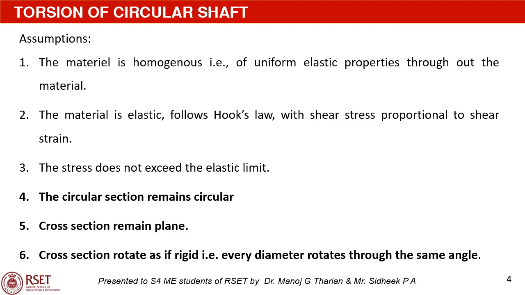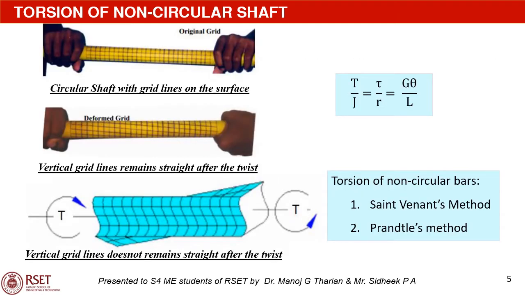The circular section remains circular, the cross section remains plane, and the cross section rotates as if rigid, that is every diameter rotates through the same angle. The first three assumptions here are equally applicable for the non-circular shafts. But the last three assumptions are not applicable for the analysis of non-circular shafts. Especially, to be more precise, the cross-section does not remain plane for a non-circular shaft when it is subjected to a torque. We'll see the difference between torsion of a circular shaft and torsion of a non-circular shaft.